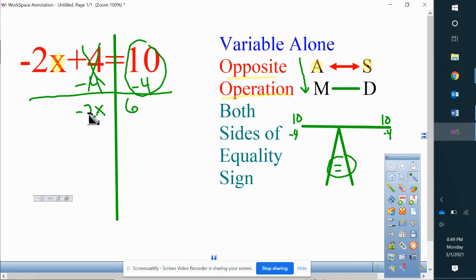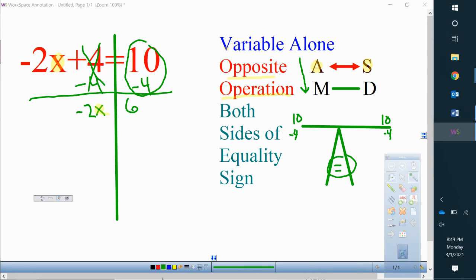So now what I have to do is get the x by itself. So that means I have to get rid of a negative 2. And in order to get rid of a negative 2, I have to do the opposite operation. So the opposite of times a negative 2 is divide by a negative 2. Okay, so remember, I'm always dividing by the number next to the variable. So if that number is a negative 2, I'm going to divide both sides by a negative 2.